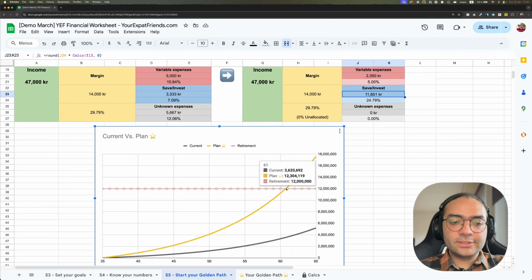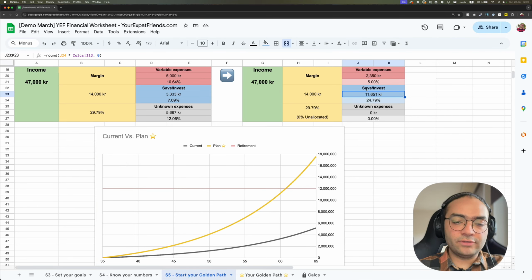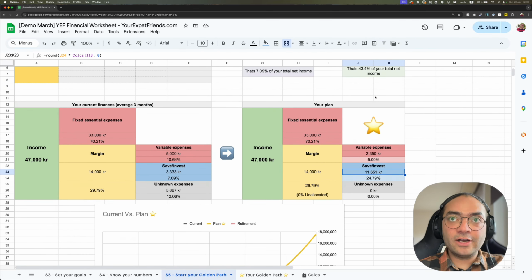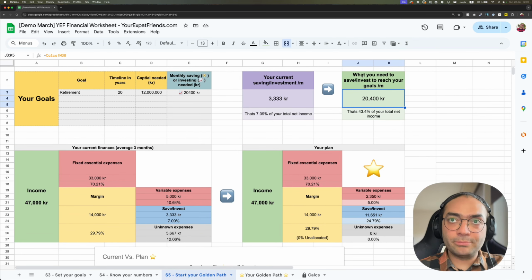But in my particular scenario, I wanted to retire at 55. Am I able to do that? No. The point where I get past the retirement goal is 61 years old, if I invest 11,600 kroner per month. I know that in order to be able to retire at 55, I need to have this number at my savings and investing goal.